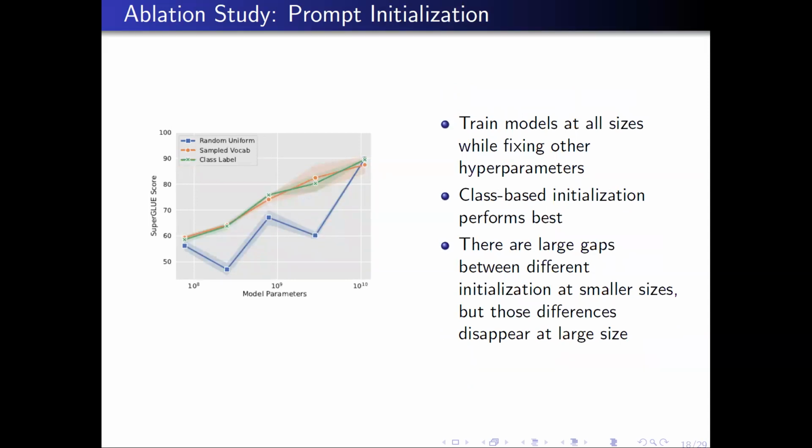The second experiment shows the effect of prompt initialization. The authors trained models at all sizes while fixing other parameters. The green line is class-based initialization, which performs the best. There are large gaps between different initializations at smaller model sizes, but those differences disappear at larger model sizes.